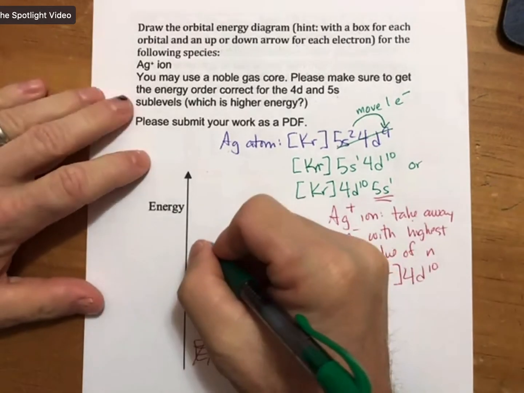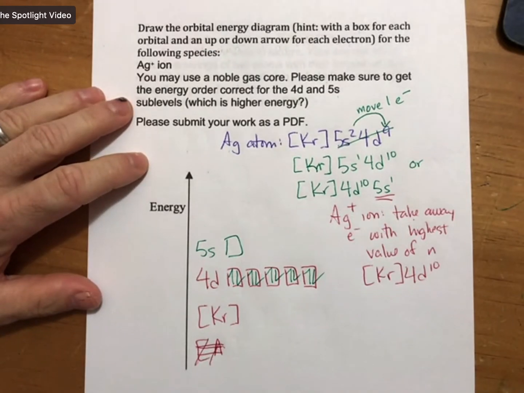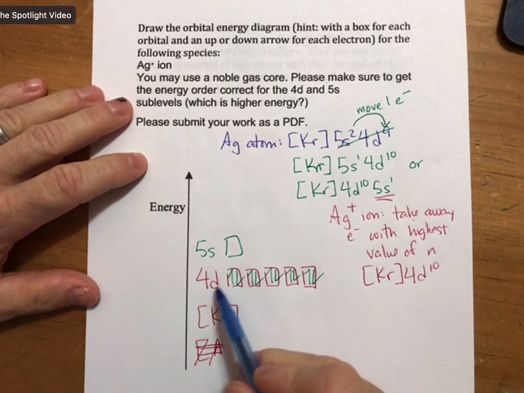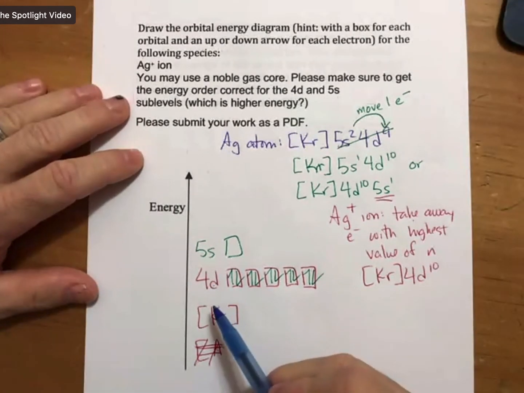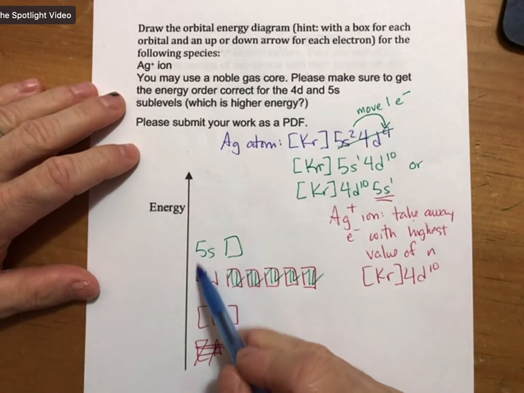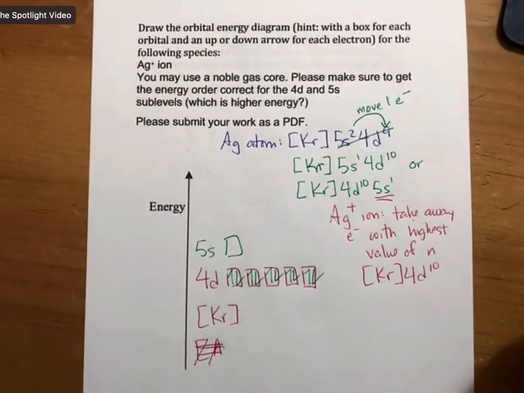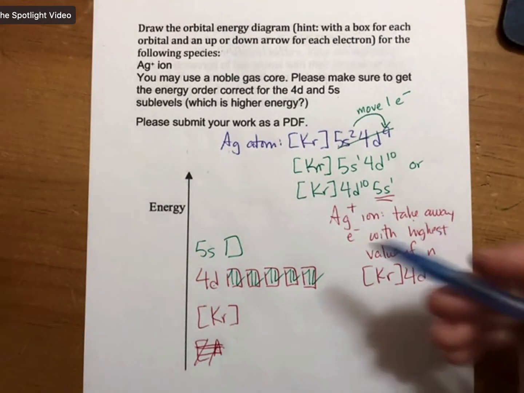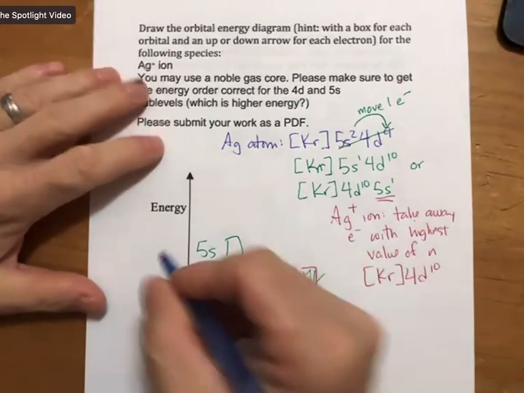If you did draw it, you would draw it empty. But the fact that you draw 4d is enough. It is understood that 5s, even though it's empty, is higher in energy. That's why it's empty, because the electrons always go to the lowest energy positions first. If 5s is empty right now, it's because it's higher in energy.